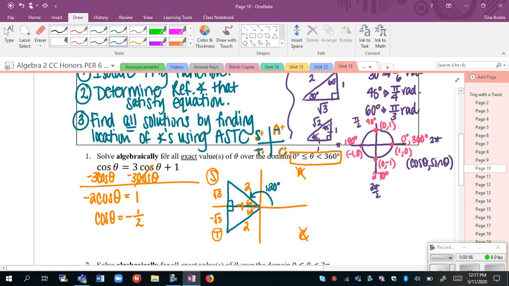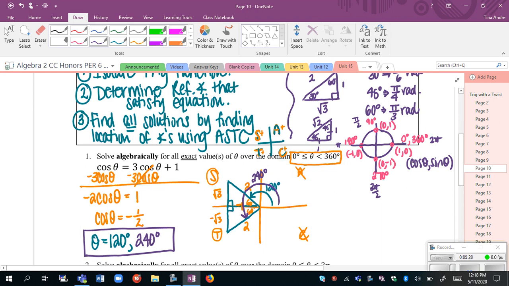So now I'm on step 3 here. I'm finding all of these angles. So this is going to be 120. And then the other solution that would work is if we use this angle down in the third quadrant that has a reference angle of 60. So that's going to be 180 degrees plus 60, so that's going to be 240. That's my other solution. Both of those would end up giving us negative 1/2 when you take cosine of them.